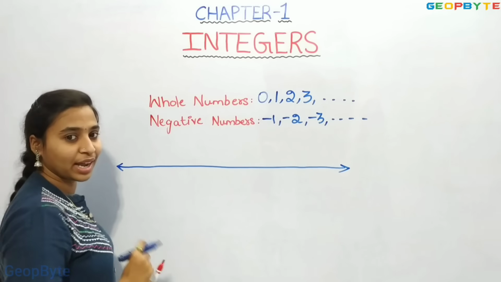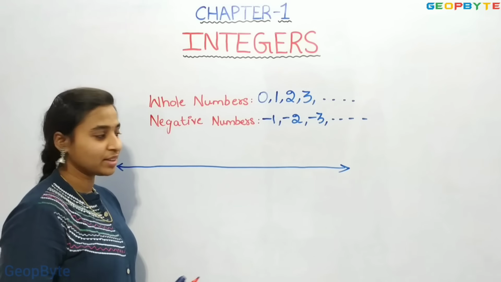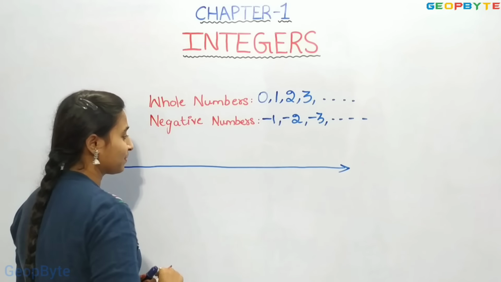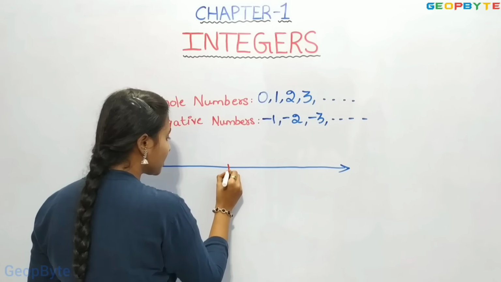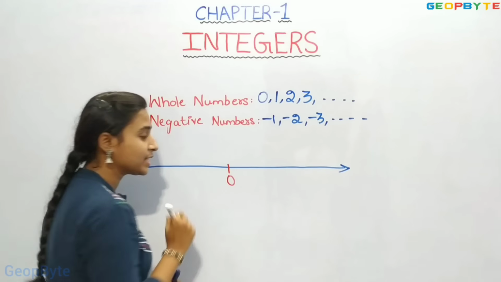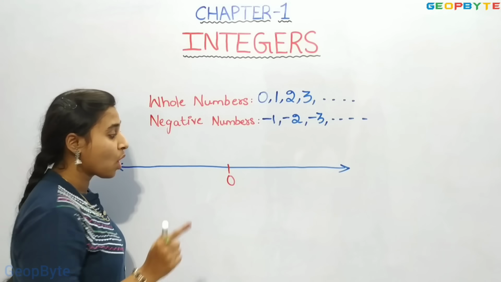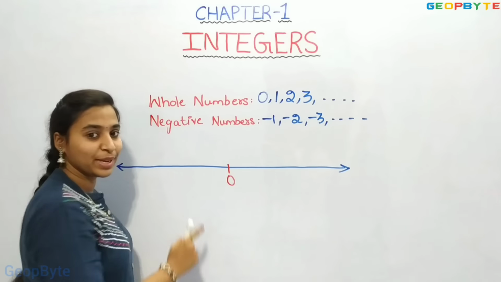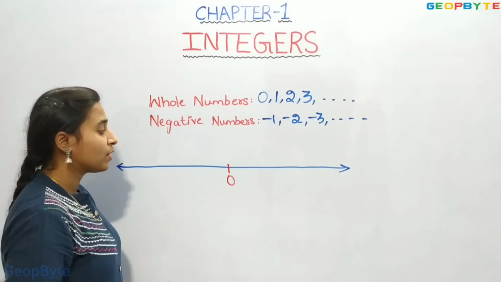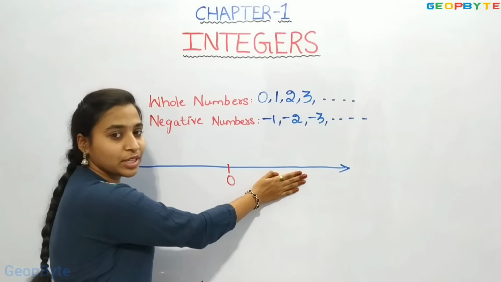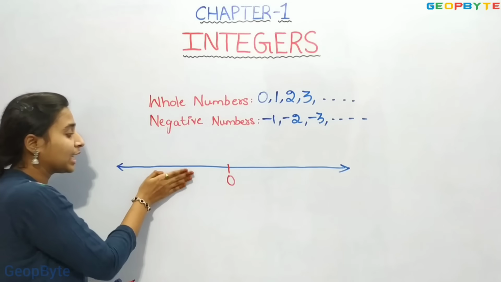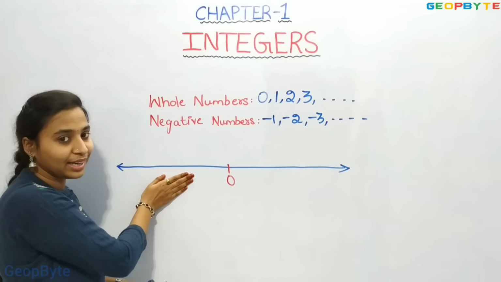This is a number line. Now let us represent numbers on it. Always the center number must be 0. Remember, always the center number must be 0. Now there should be positive numbers on right side and negative numbers on left side. Let us write.